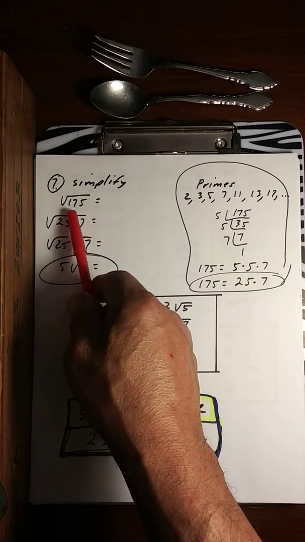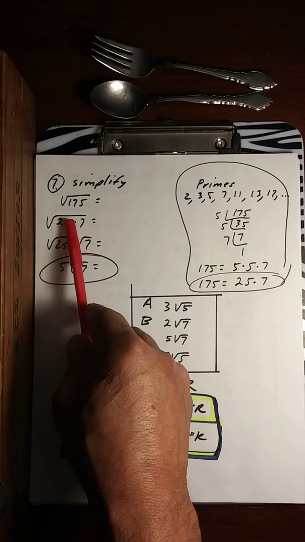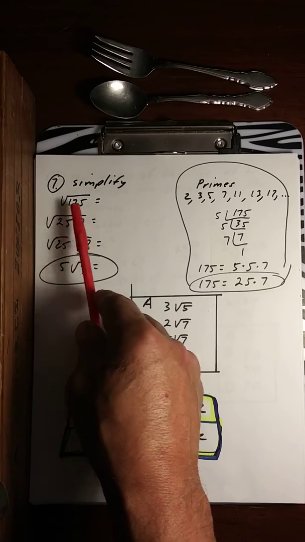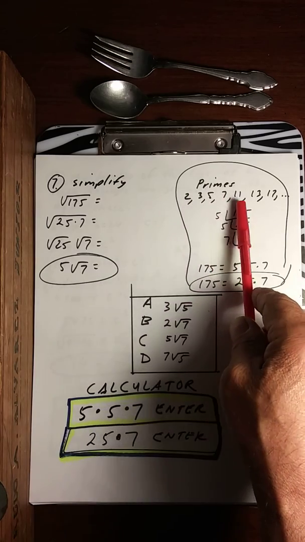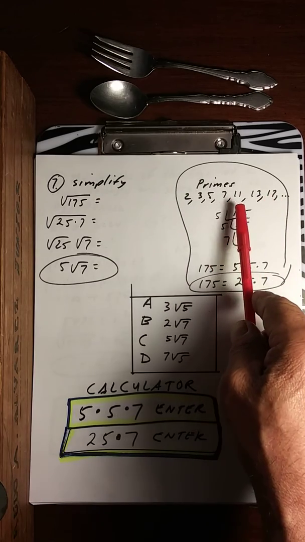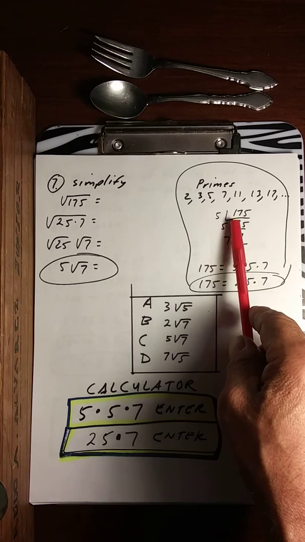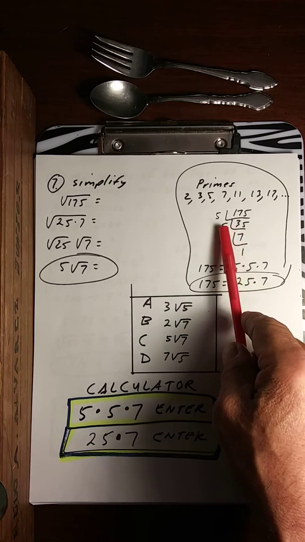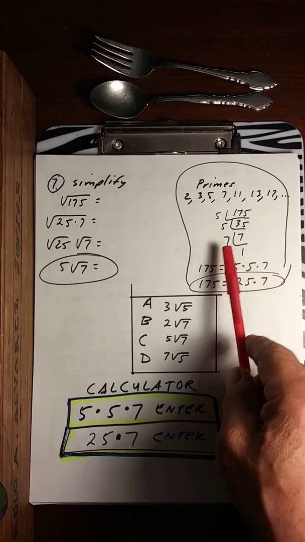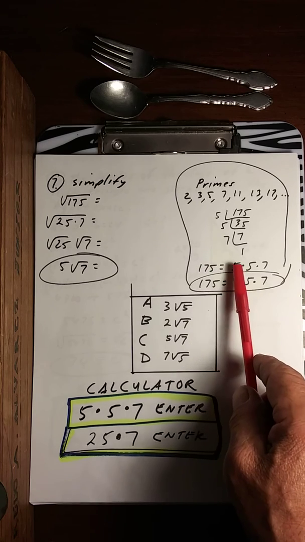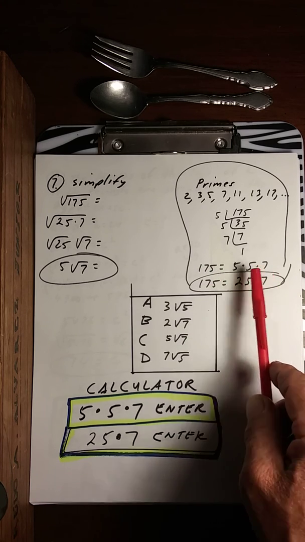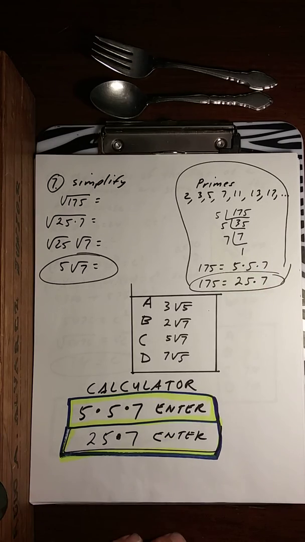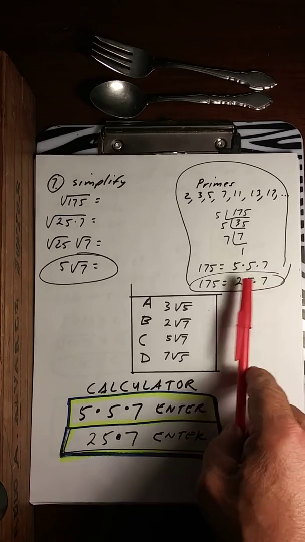Square root of 175. Take the square root of 175. Well, we can't. So we just go over here, prime numbers, 2, 3, 5, 7, 11, 13, 17. So it's 5 divided into 175. You can do it in the calculator. That's 5 divided into 35. Then that's 7 divided into that. So we got these numbers. 175 is 5, 5, and 7. 175 is 25 times 7.